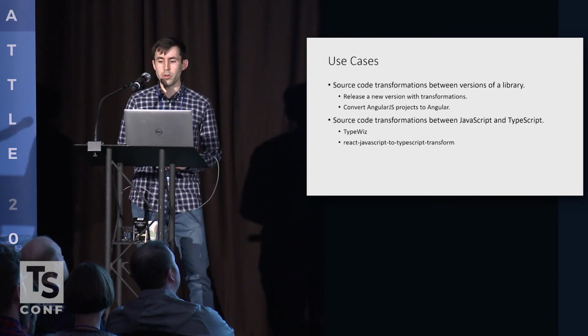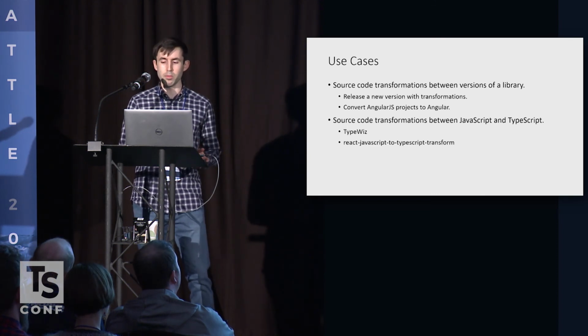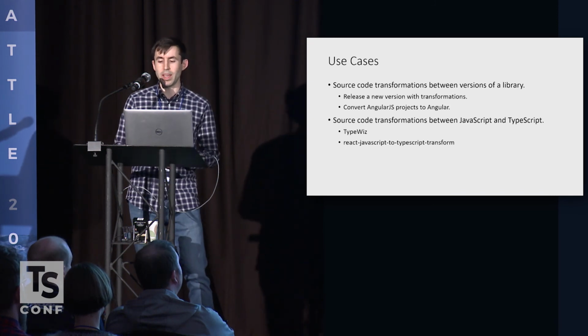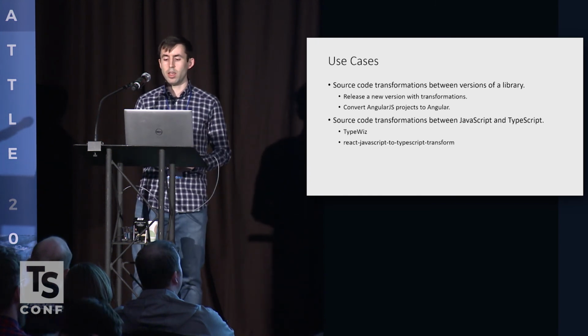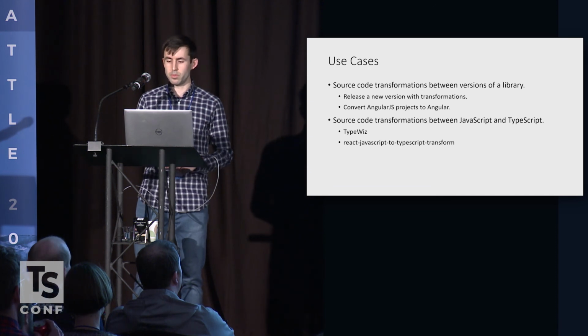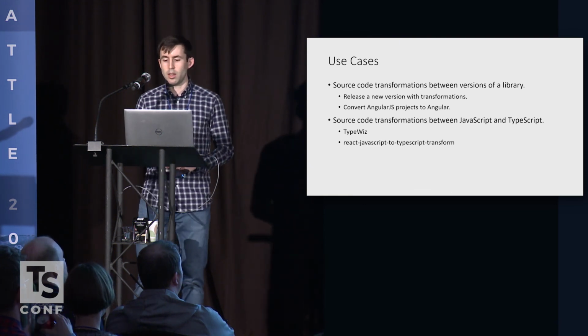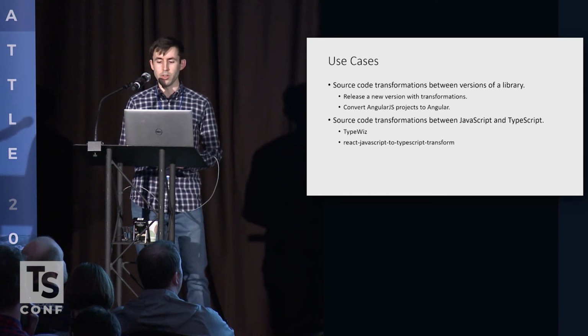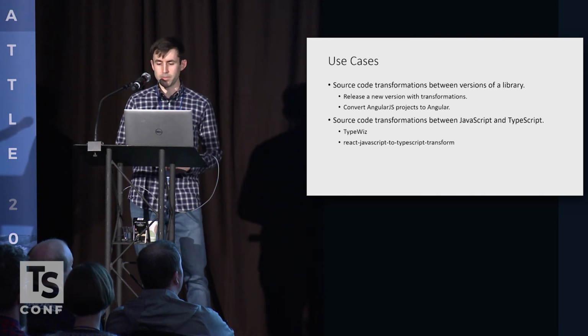Next, source code transformations between versions of a library. I can only see this practically working within a company, but essentially you would release the library, have it go through all the other code, change it, and then maybe after it changes the code, it would automatically open up a code review. Another example of this is converting AngularJS projects to Angular. I've been talking with a guy who's been internally doing this at his company and using Simple AST, and he's had a lot of success doing it.